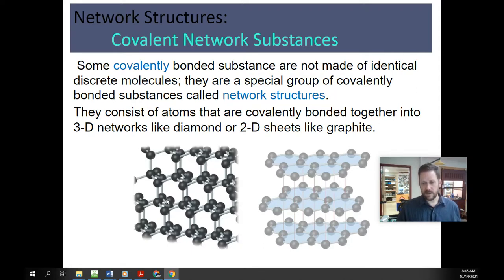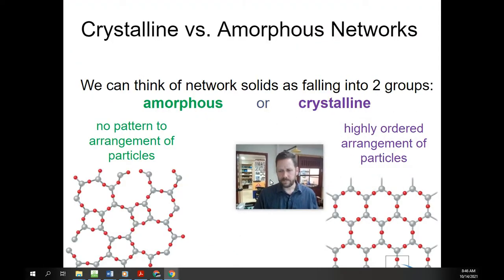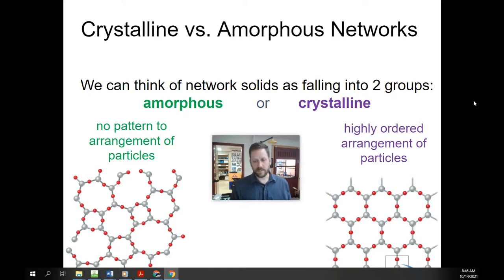But diamond is an excellent example of a network structure because there aren't discrete molecules there. A diamond is really almost like a massive molecule. Another excellent example of a covalent network solid would be silicon dioxide.